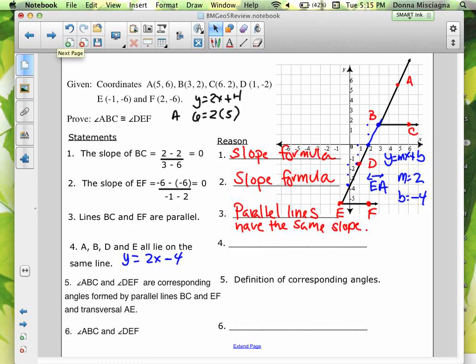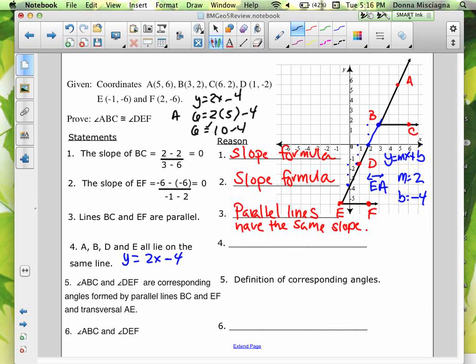And so let's just fix our equation, and now let's try and plug it in, and I think that will look much better. Well, now that's a true statement. So we have 6 equals 10 minus 4, and that is definitely a true statement. So you can see that A is on the line, and we can do the same thing with B. So 2 equals 2 times 3 minus 4. 2 equals 6 minus 4. That's a true statement. And we can check out D.